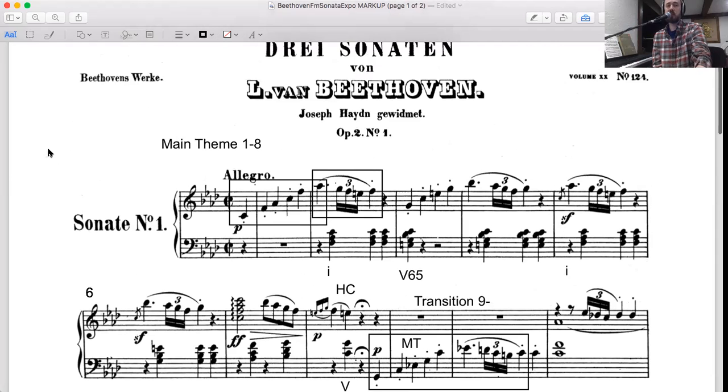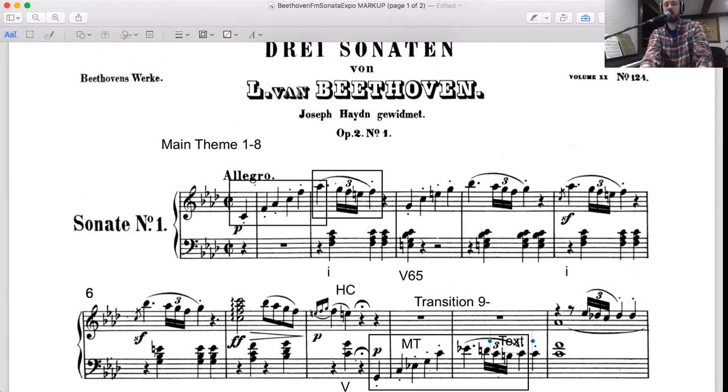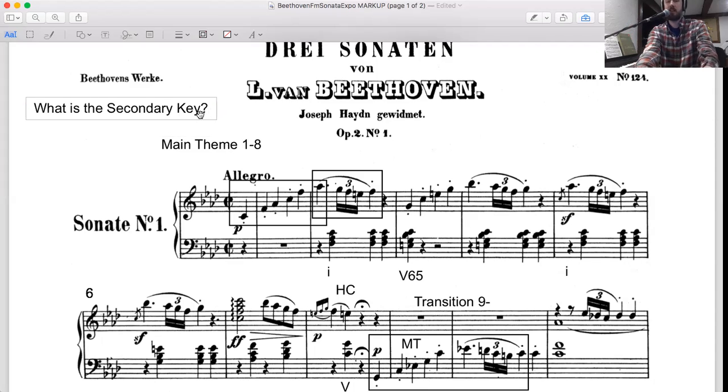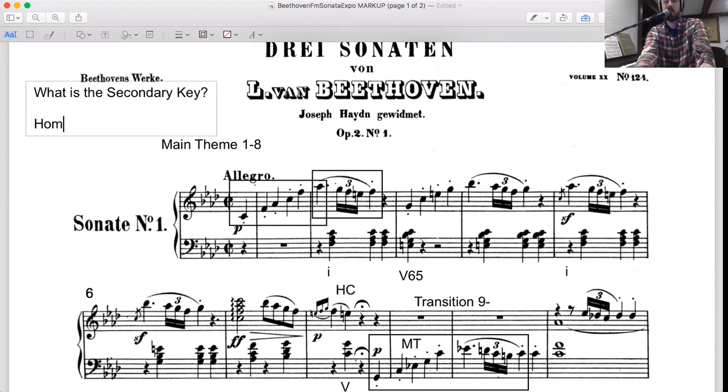So, big question here that we should be thinking of at all times when we're looking at a sonata is, what is the secondary key for this sonata? And so if we're starting in F minor as the home key, right? F minor. What's the secondary key?